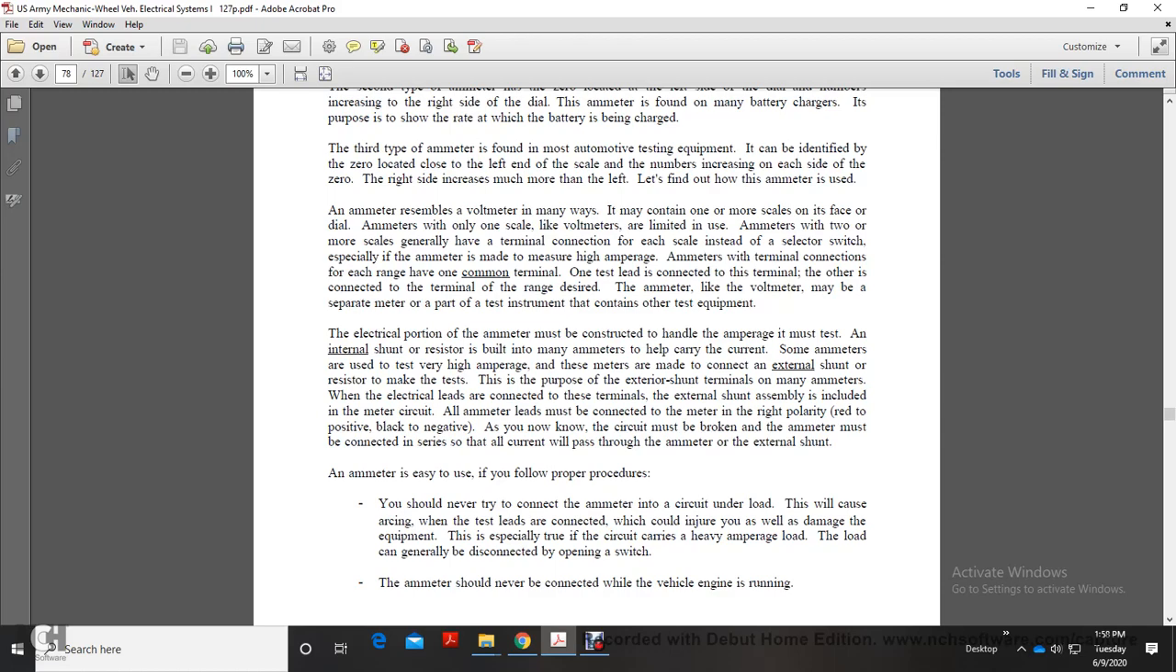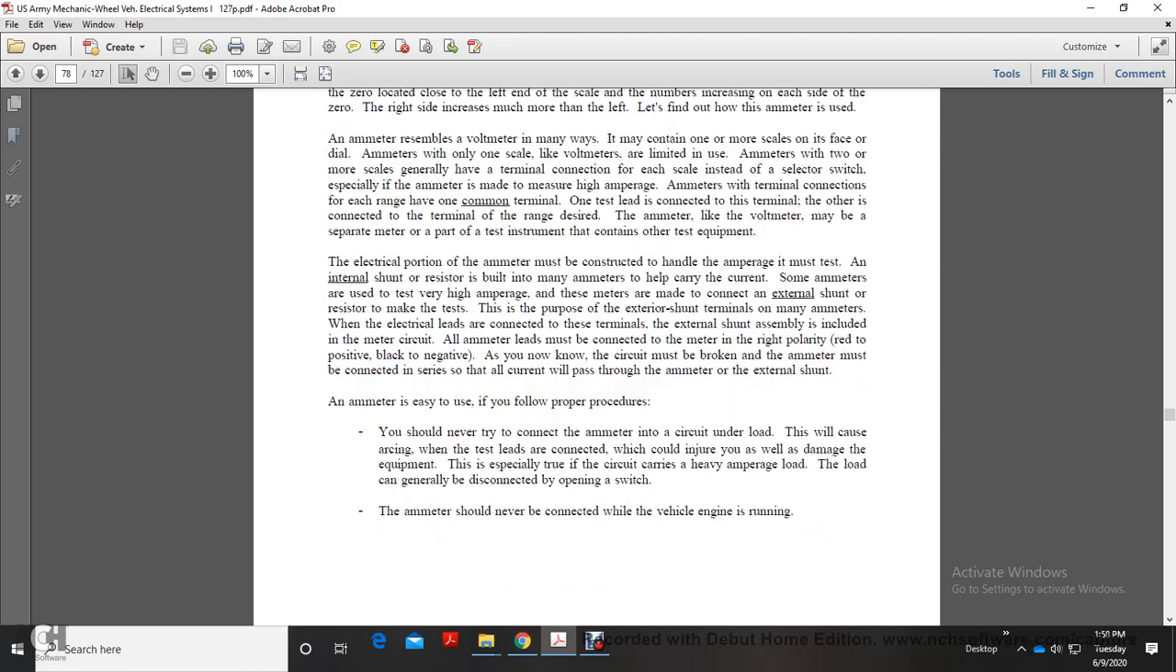Amperage meters have terminal connections for each range, with a common terminal. One test lead is connected to the common terminal, and the other is connected to the terminal in the range desired. The ammeter, like the voltmeter, may be a separate meter or a part of a test instrument that contains other test equipment. The electrical portion of an ammeter must be rated for the amperage it will carry.